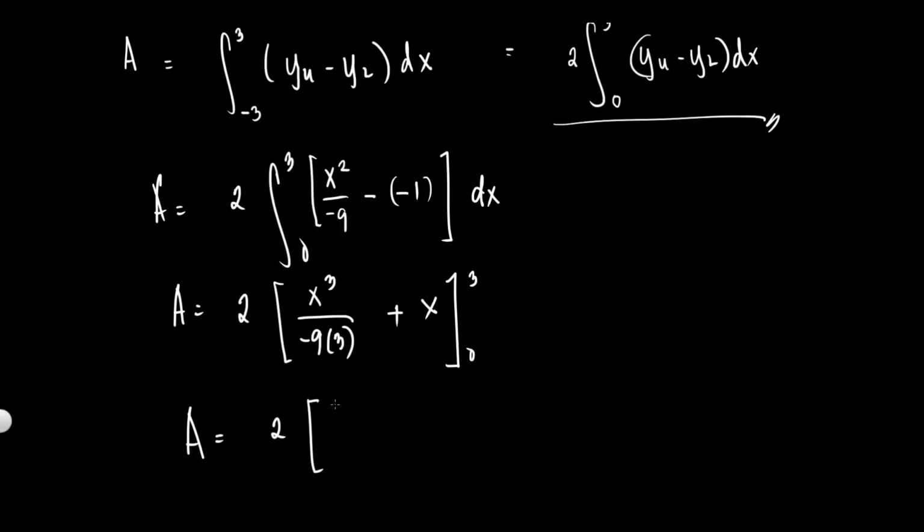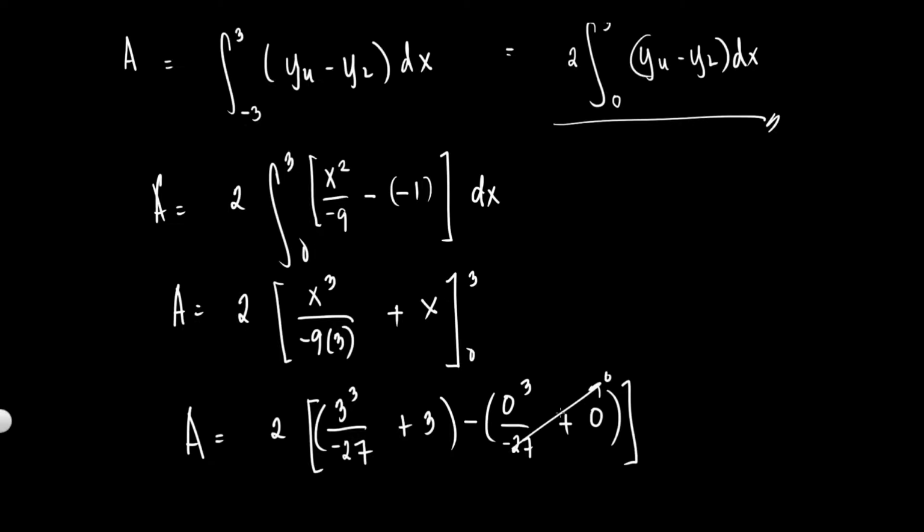So, we have 3 cubed over minus 27 plus 3. Then, minus yung lower limit: 0 cubed over minus 27 plus 0. Wala na rin to, 0 na yan. Pero kung ginamit natin is minus 3 to 3, may value yan. Ito kasi mas madali. Okay. So, let's see.